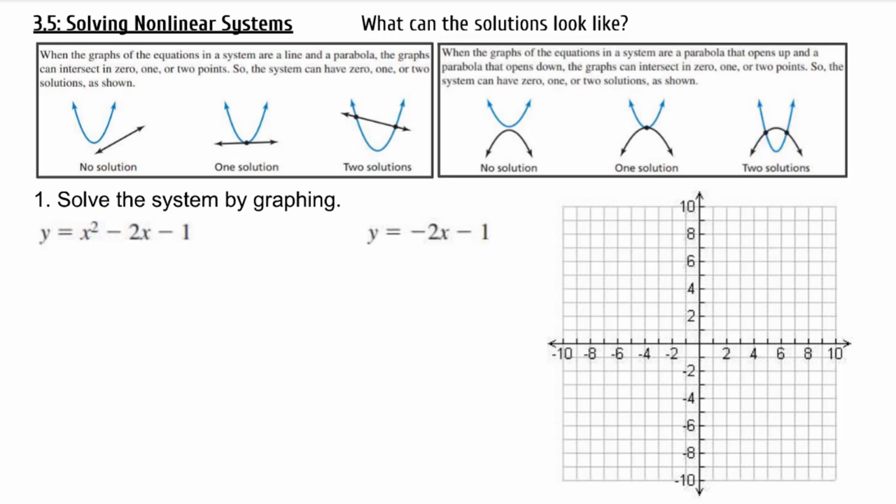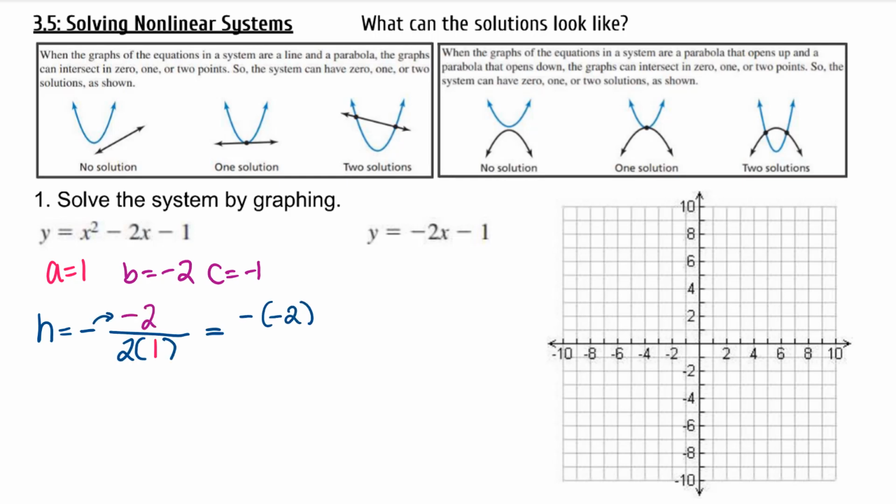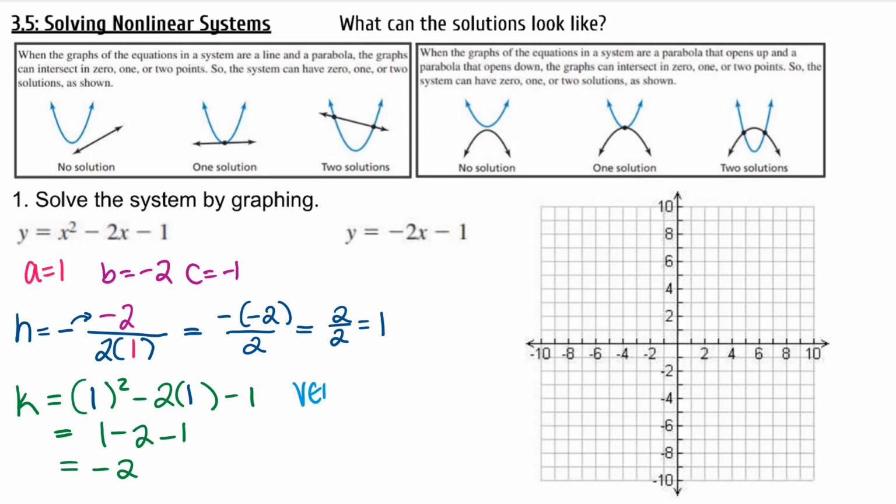We have a quadratic function in standard form and a linear function. For standard form, I'll determine a, b, and c, and then find the vertex using negative b over 2a for the x part. To find k, we'll plug in 1 for the x's in the quadratic equation. Graph the vertex and remaining points of the parabola.